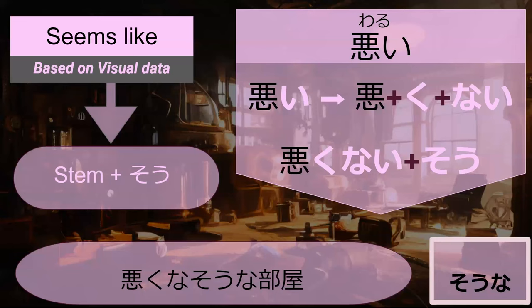Does the room look bad, feel uncomfortable? Why is there a nai here? Warusou means seems bad, so why did it become warukunasou rather than just warusou? What could this kuna be telling us? It's the negative form of waruku, so it doesn't seem bad. Exactly. The room does not seem bad.